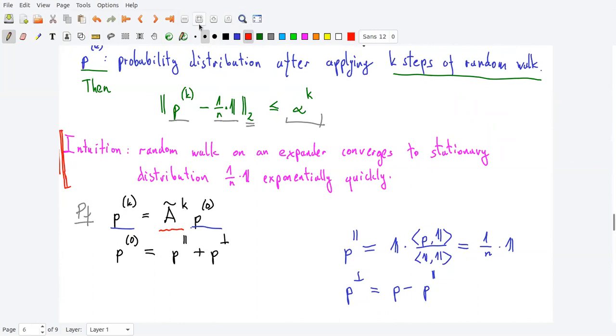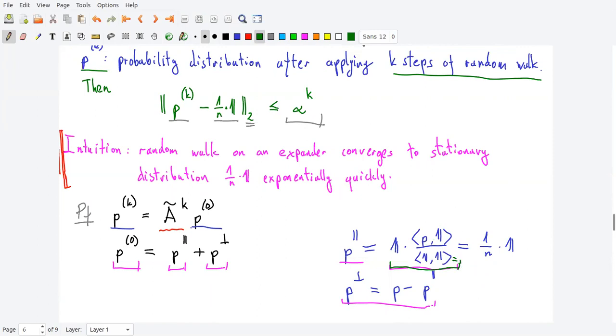And we play the same game as before. We take the original distribution p0 and we decompose it into the parallel part and the perpendicular part. The parallel part is the projection onto the direction of the all ones, and the perpendicular part is the rest. So the projection on the part parallel to all ones can again be expressed using this formula.